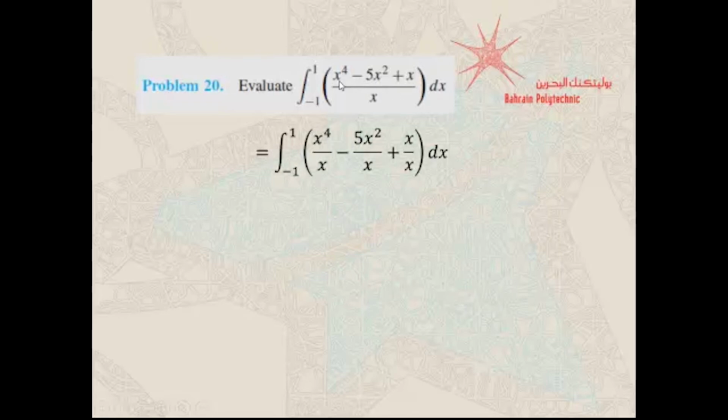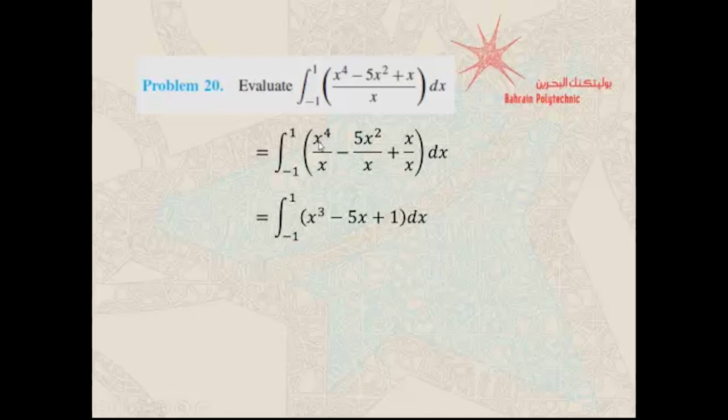The first term is x to the power of 4 over x. Second is -5x squared over x. And third is x over x. I can see that I can do some simplifications right here. So in the first term, one of the x's here is going to go with one of the x's on the top.